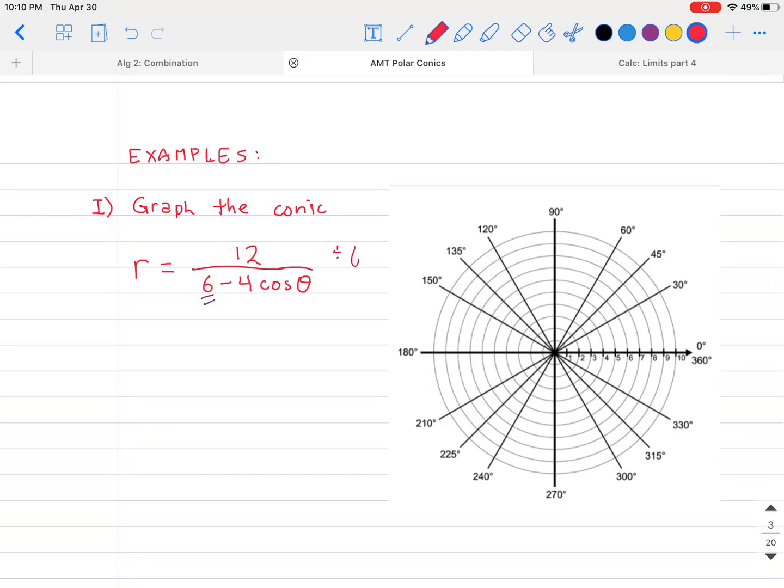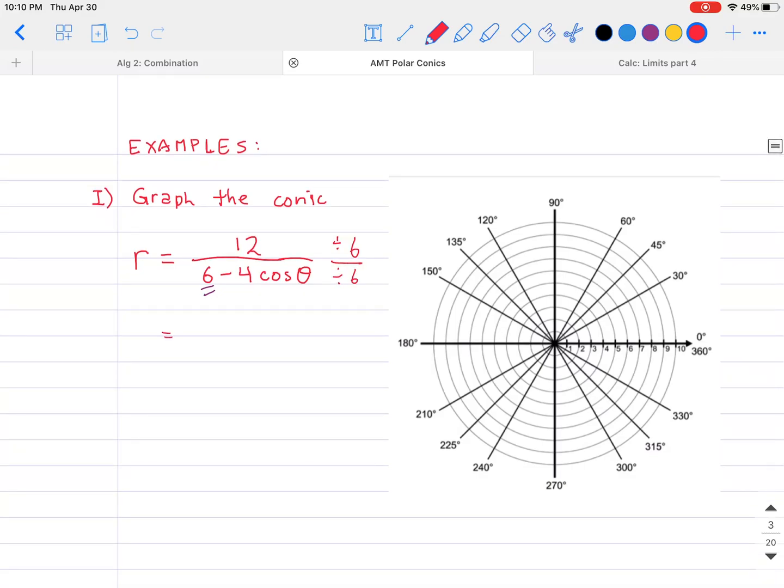So we'll first divide both top and bottom by 6, so that way we can get that 1 right there. And that would then give us r is equal to 2 divided by 1 minus 4 divided by 6 cosine of theta. And that 4 over 6, that's going to tell you what type of conic it is. Because 4 over 6, which is the same thing as 2/3, is a number that is between 0 and 1. That tells me that this is going to be an ellipse. So that is my identification.